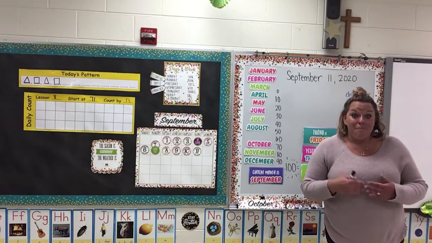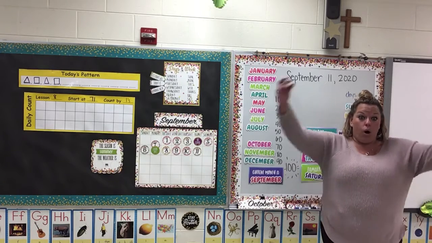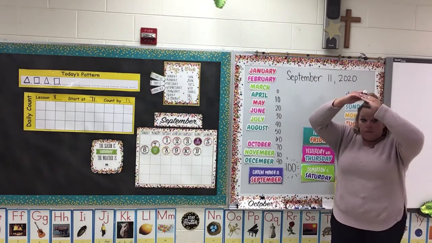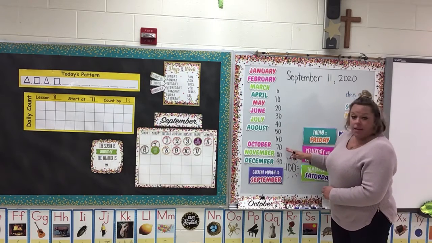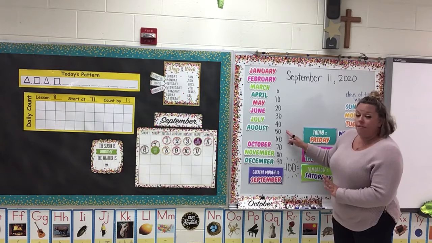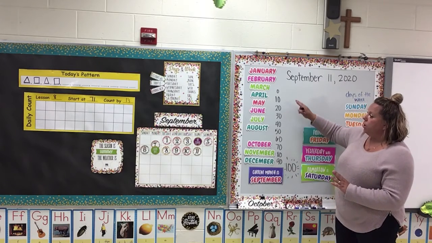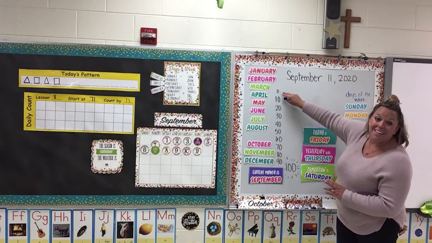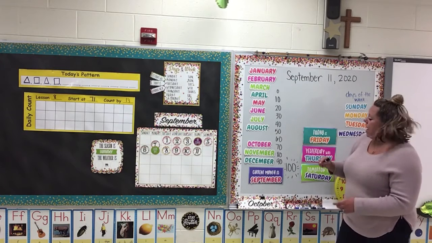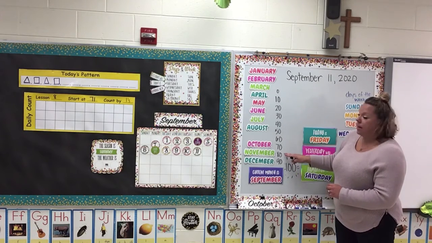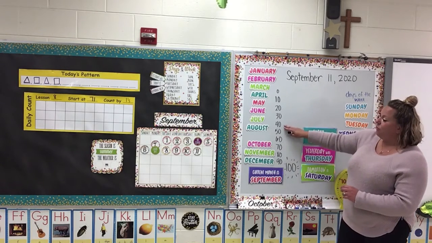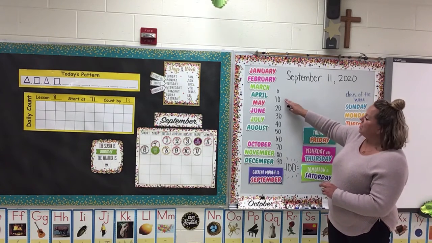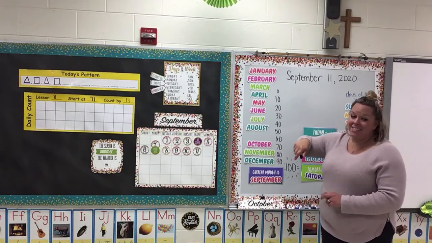Now let's go ahead and count backwards. Let's start at 100 and go all the way till we get to 0. Okay, here we go. 100, 90, 80, 70, 60, 50, 40, 30, 20, 10, 0. Let's do it one more time. 100, 90, 80, 70, 60, 50, 40, 30, 20, 10, and 0.